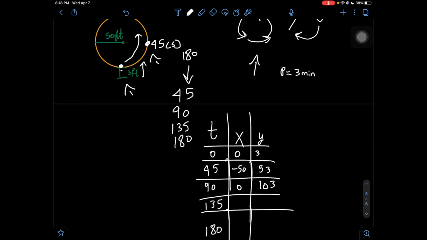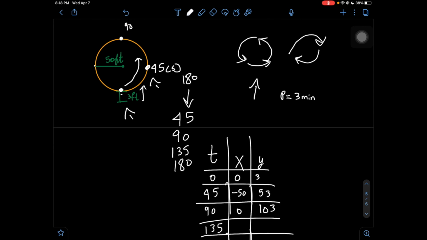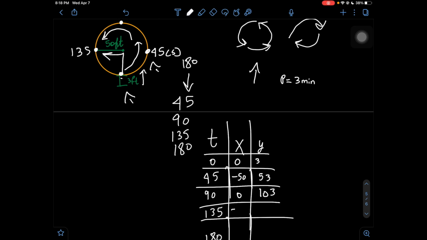Next, we'll go to 135. Well, 135 is right here. So 135 at x, we know that we move left. Well, since it's a counterclockwise direction, that is going to be our positive. And since we know our radius is 50, we know that we are still at origin, but then we moved left 50. So we moved left to the edge of the circle to 135. That means we traveled 50 in our x direction, and it's positive since it's going left.